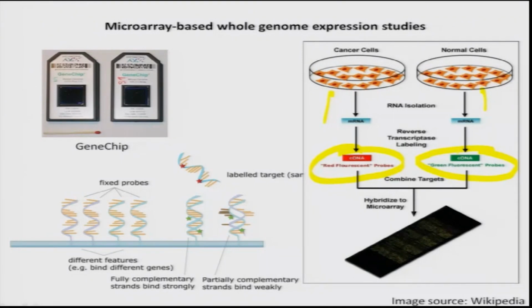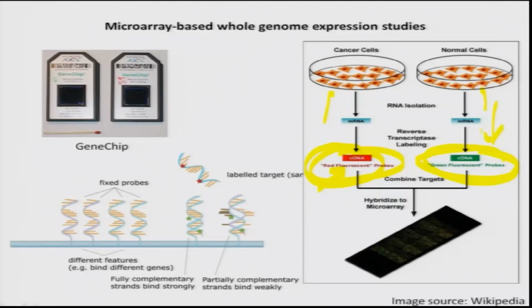And when you make the cDNA, you tag the DNA being made with certain fluorescent moieties. So, let us say I am going to use a fluorescent moiety that gives red fluorescence when I excite with a certain wavelength for the cDNA derived from the cancerous cell, and for the normal cell I am going to use a fluorescent moiety that gives you green color if I excite with a particular laser or a wavelength of light.